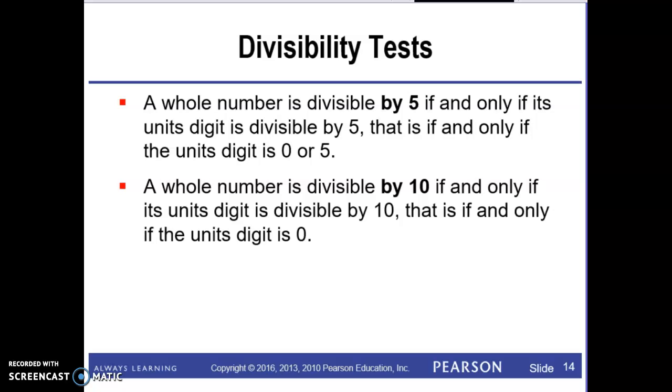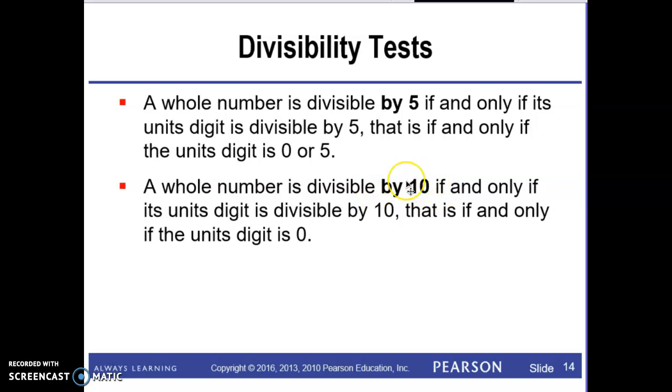Okay, here's our next one. A whole number is divisible by 5 if and only if the units digit, the ones place, is divisible by 5. Well, how can we tell if the ones place is divisible by 5? If you think about your 5 times tables, the ones digit goes back and forth between 0 and 5. So if it's any other number in the ones place, that number is not divisible by 5. The only numbers that are divisible by 5 are ones that end in a 0 or a 5.